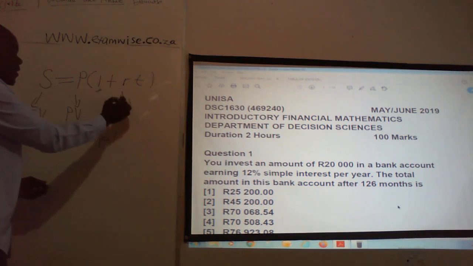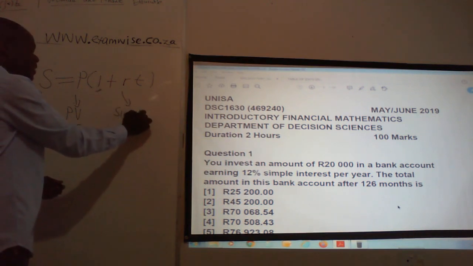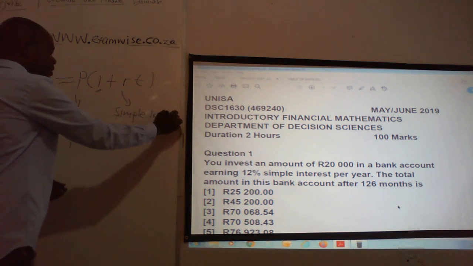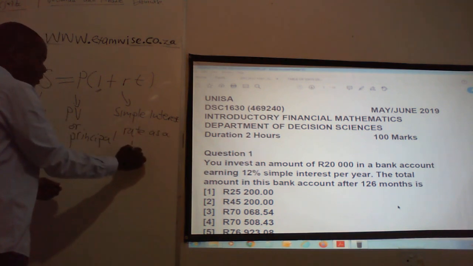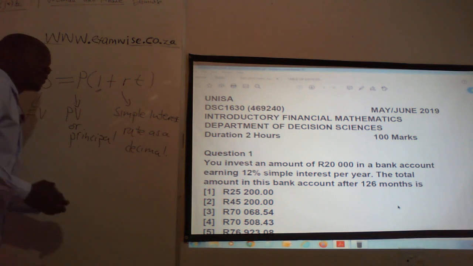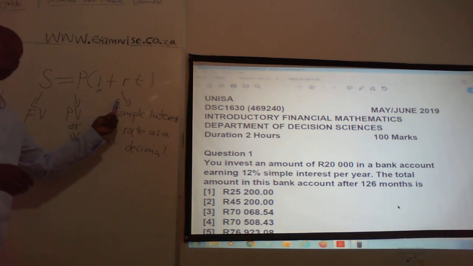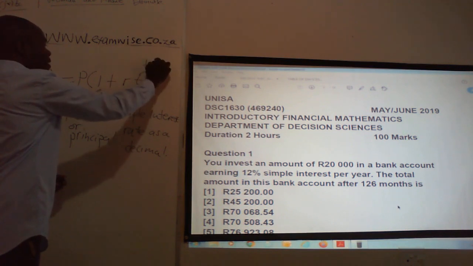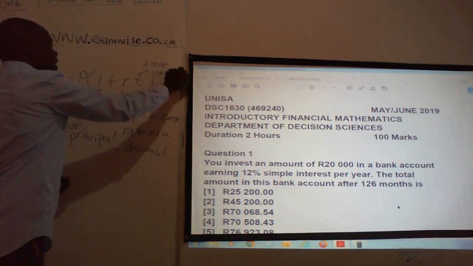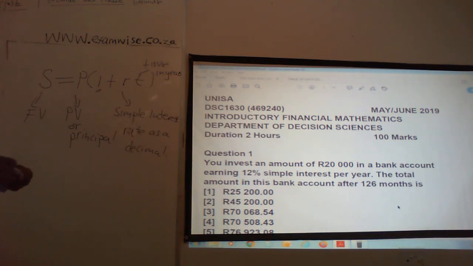Our R here is our simple interest rate as a decimal. I want to emphasize that as long as we use the formula, our R must always be a decimal, and our T here is the time in years. I also want to emphasize that as long as we are using a formula, T must be the time in years. That is how we interpret the variables.